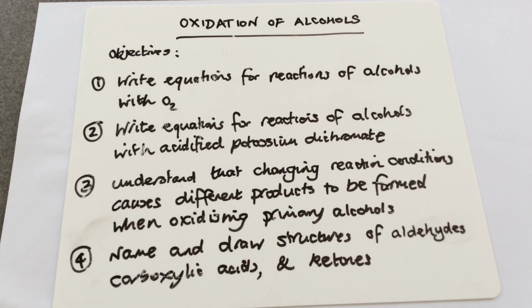What we need to understand is how changing the reaction conditions will result in the formation of different products when beginning with primary alcohols. We also need to know what's formed when a secondary alcohol reacts. And finally, we need to know why a tertiary alcohol is resistant to oxidation when using acidified potassium dichromate.